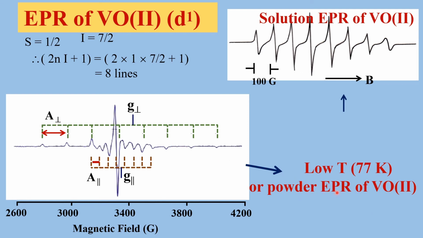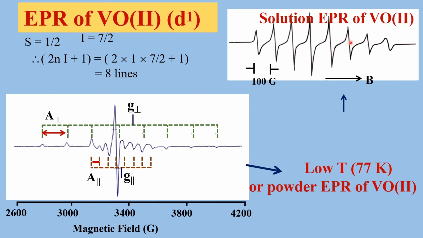For powder, in low temperature EPR, all the orientations are possible. So you will get the magnetic field perpendicular to the tetragonal elongation axis, that is, the x-axis and y-axis perpendicular. So you will get g parallel, g perpendicular.